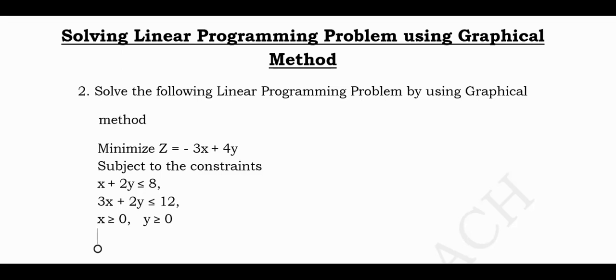Welcome to Q-square approach. In this video, we will solve the linear programming problem using graphical method. We have to find the minimum value of this z subject to the constraints x plus 2y less than or equal to 8, 3x plus 2y less than or equal to 12, and the non-negativities are x greater than or equal to 0, y greater than or equal to 0.